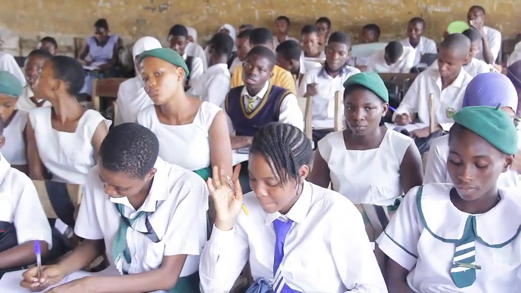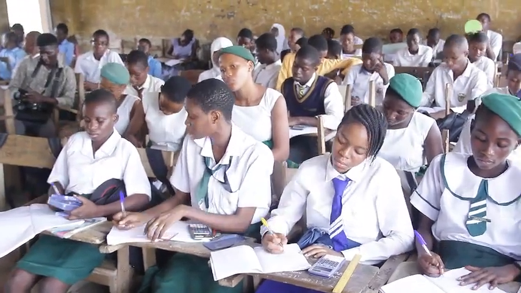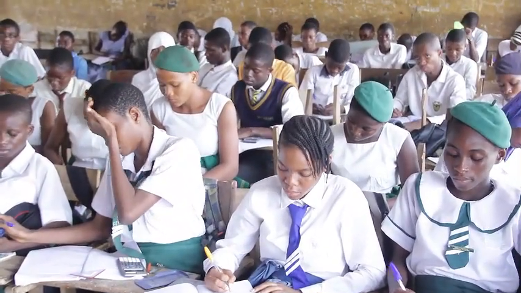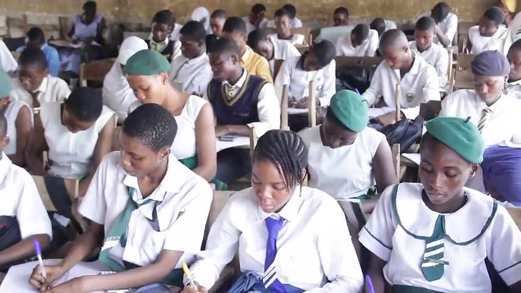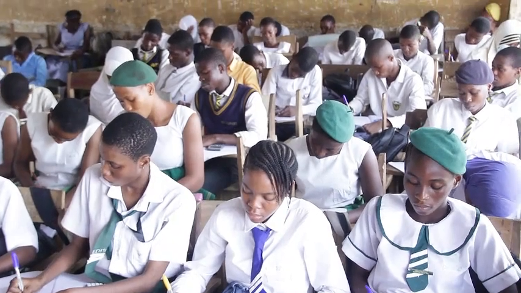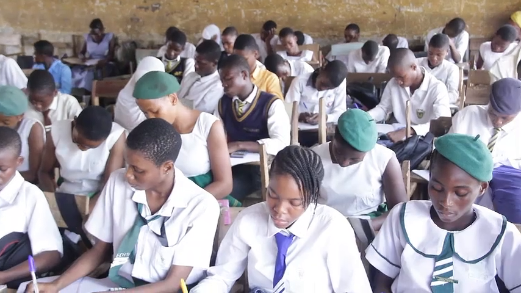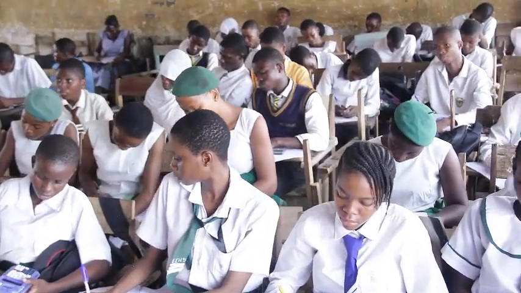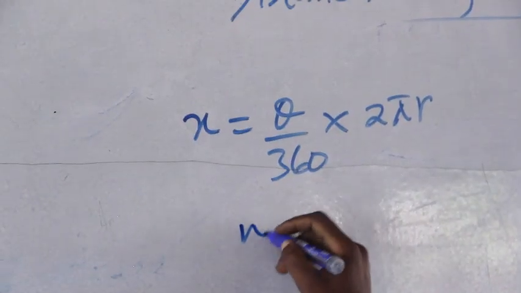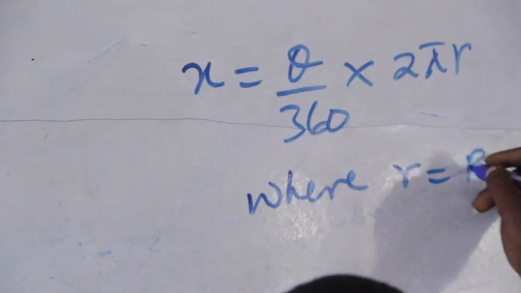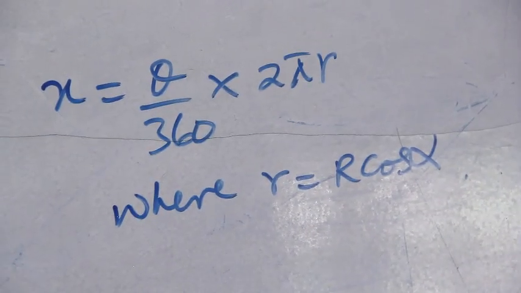Let S be the distance between 2 points on the same parallel of latitude. Since a parallel of latitude is a small circle, S is equal to theta over 360 times 2 pi r. Then r equals big R cos alpha.